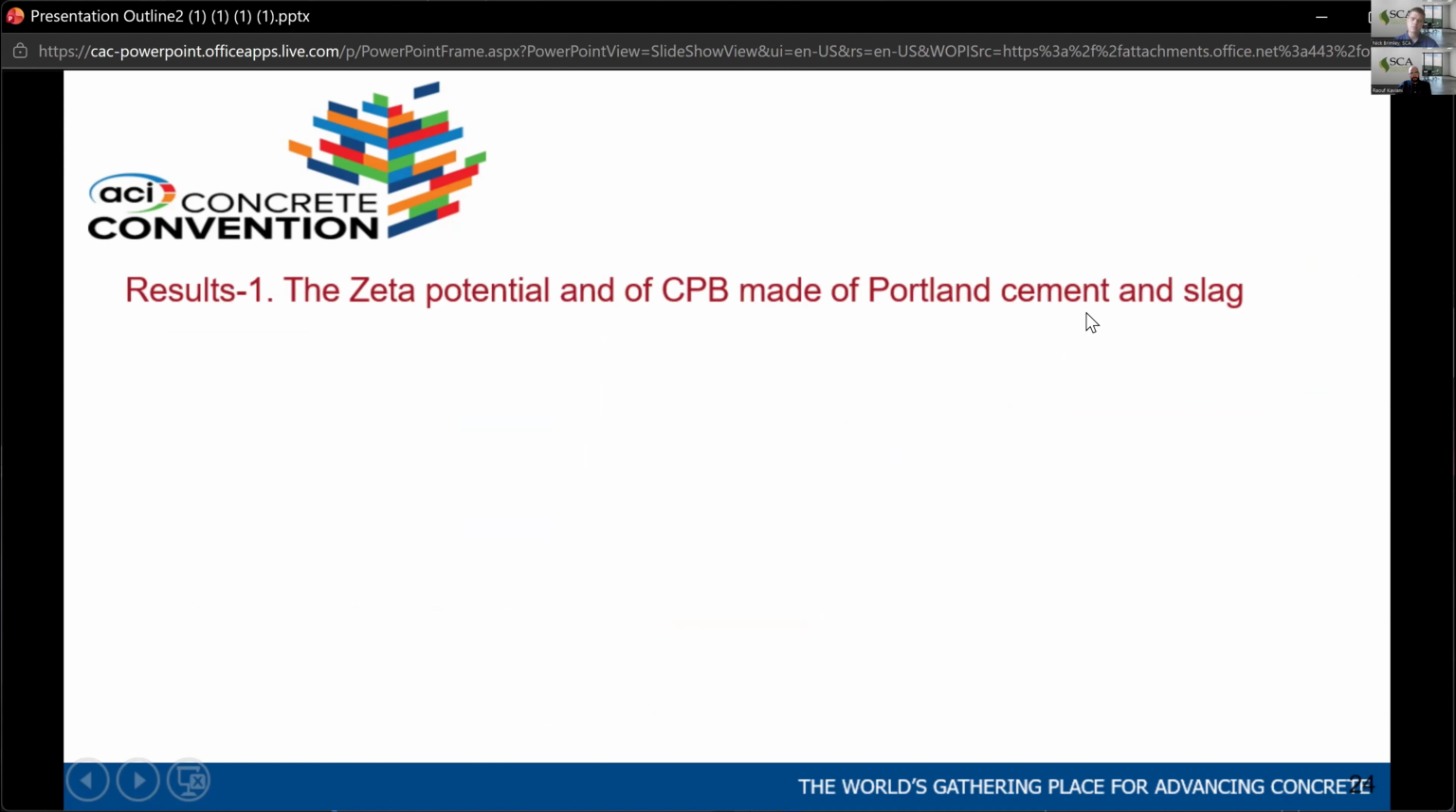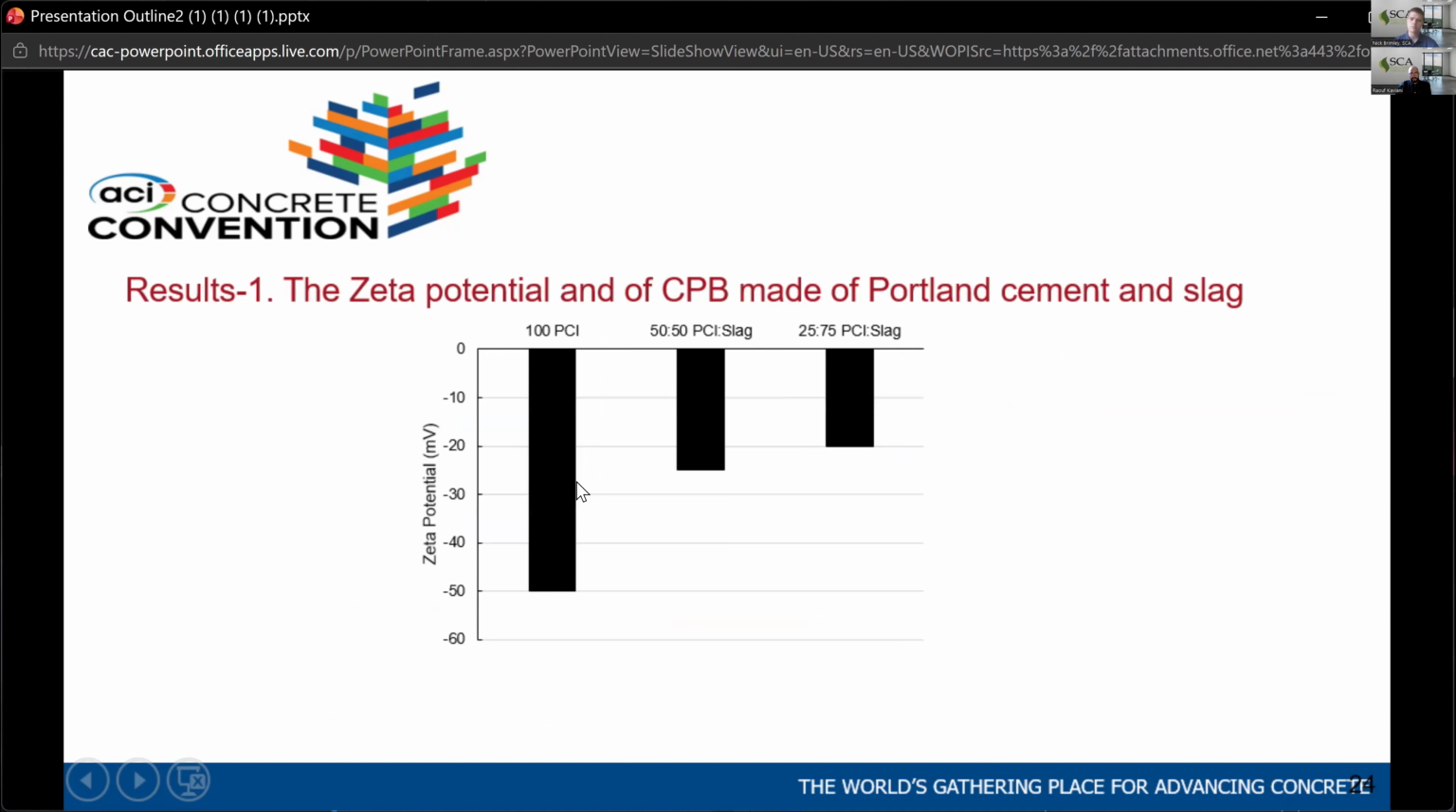The zeta potential of CPB made of cement paste, Portland cement and slag. So this is the zeta potential with slag, not with nanoparticles, which I showed you before. The more slag I use, the more coagulation and the lower zeta potential I'm going to have.